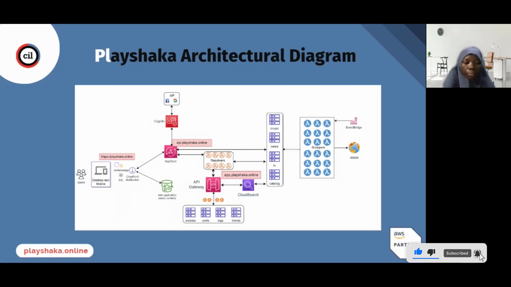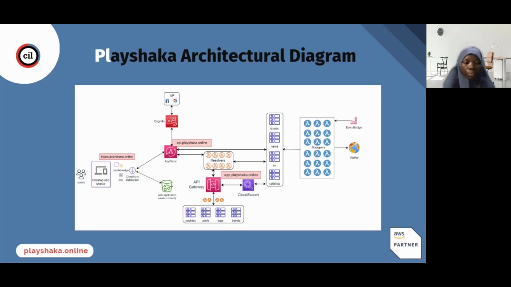The first part, I want you to have a look at the users part by my left side. You can see users, right? Users visit Playshaka using their various devices. Devices could be a desktop, your mobile, your tablet, your laptop, as the case might be. When you visit Playshaka, the first point you hit is an AWS CloudFront. That AWS CloudFront actually displays the site for you to see. It brings the site closer to particular users.